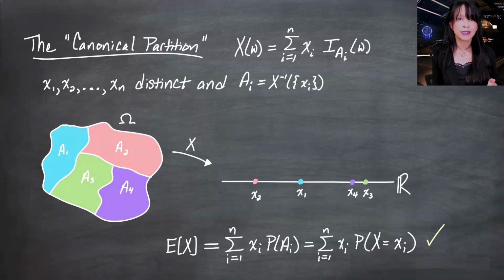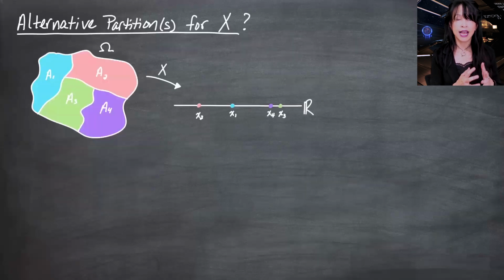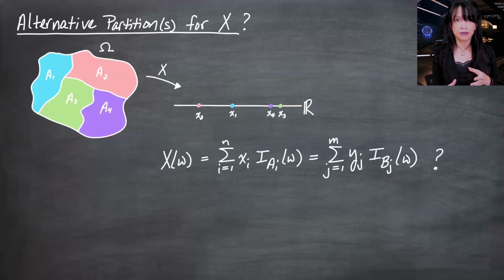We already talked through some examples about how using an alternative partition for omega to define your random variable X should not affect your expected value. So suppose I have this as my canonical representation for X, and suppose I'm claiming that X of omega is not only the sum of these 4 coefficients times the indicators of these 4 sets, or in general n, but also a sum of a different representation like this. So maybe a sum as j goes from 1 to m of different coefficients yj times indicators on different sets, capital B1 through capital Bm.